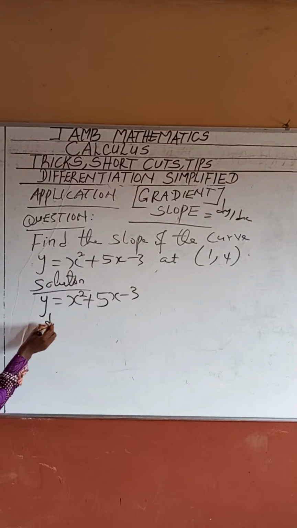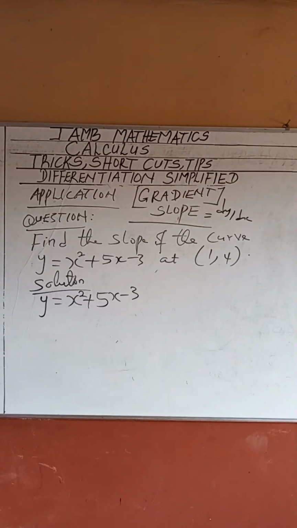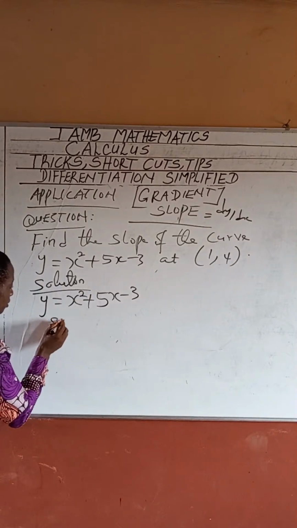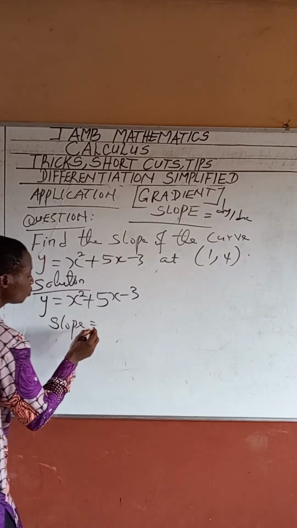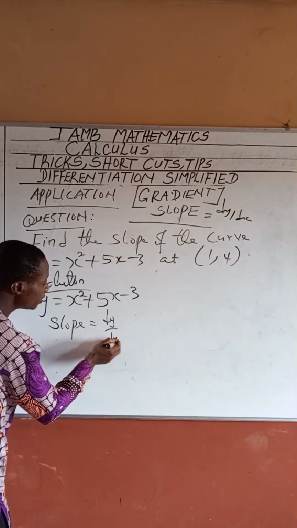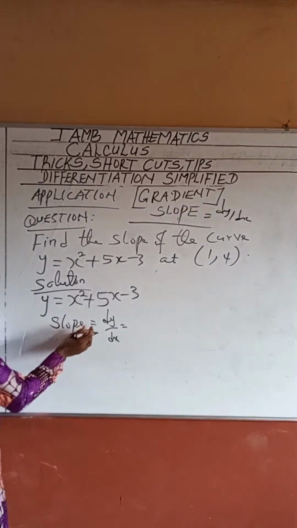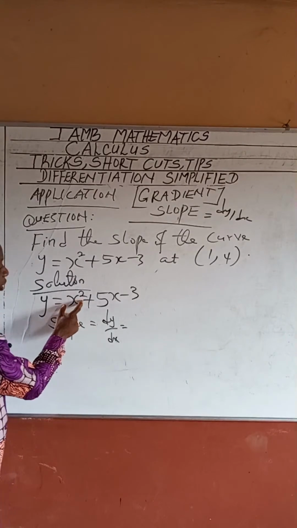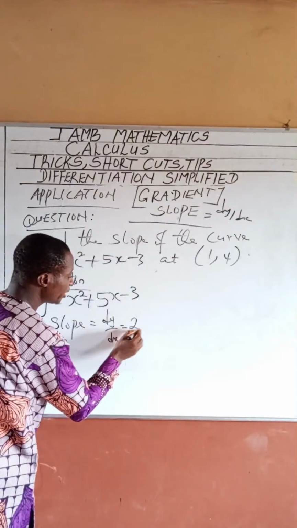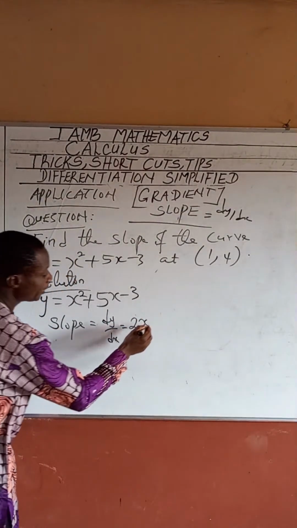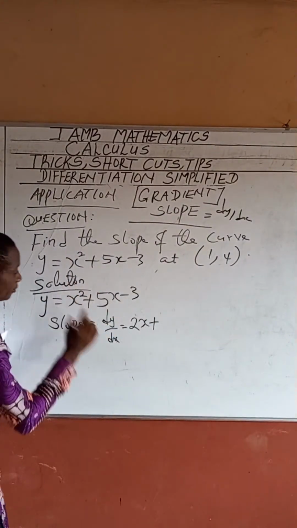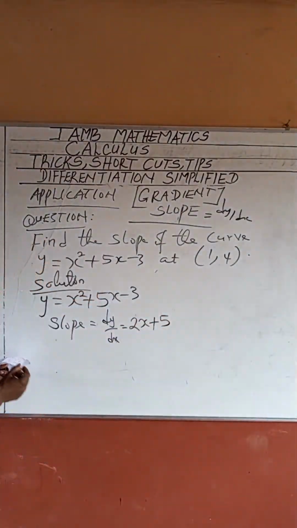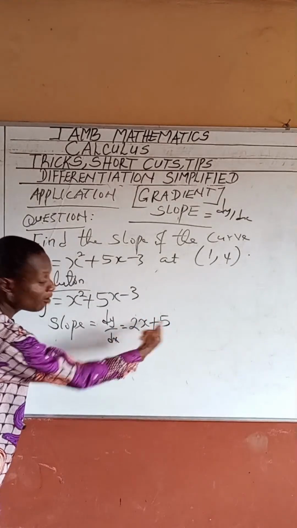So let's get the dy dx, which is the slope. Write slope equals dy dx. Slope dy dx is equal to what? Differentiate this now. I'm sure we are already used to differentiation. If you differentiate x squared, we get 2x. Then if we differentiate 5x, we get 5. We have been able to differentiate. Is there y here? We don't have y here, right?